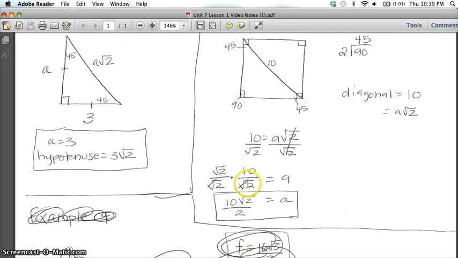So I'm going to take 10 square root of 2 and multiply that by the square root of 2 over the square root of 2. Now, when I multiply two square roots together, it actually gets rid of the square root and I just have 2 by itself. So I get 10 times the square root of 2 divided by 2, because when I multiplied them together, I got rid of my squares, and that gives me A. And remember that this is an isosceles triangle, so if one side is 10 square root of 2 over 2, so is the other side. Okay?